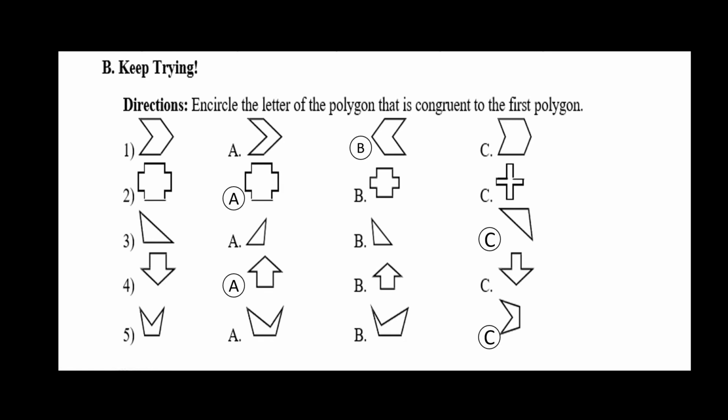Now, let's go to keep trying. Encircle the letter of the polygon that is congruent to the first polygon. So, it means we have to look for the same polygon in this number. So, what is that? Letter B. Okay. They have the same size and the same shape. Number 2. The answer is letter A. Okay, they have the same size and the same angle.